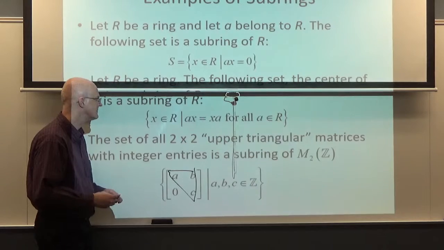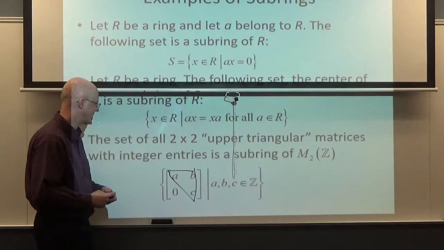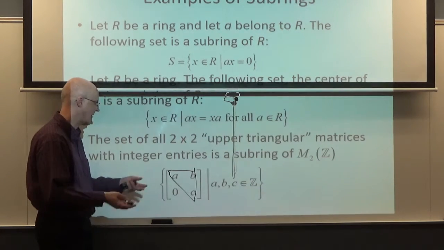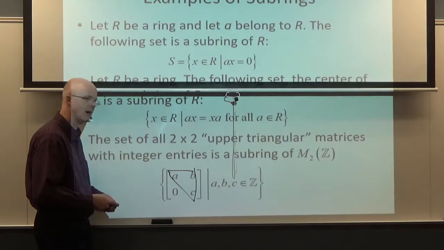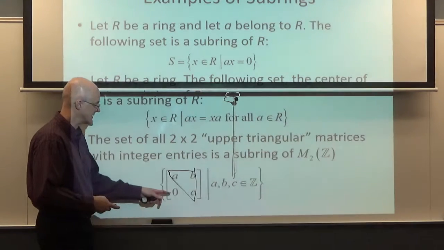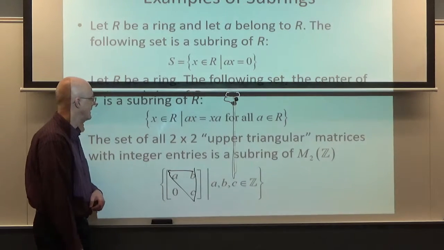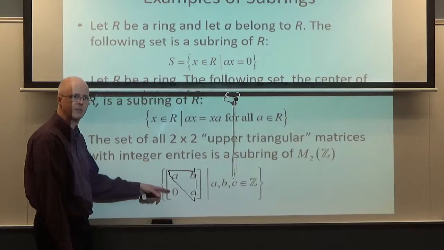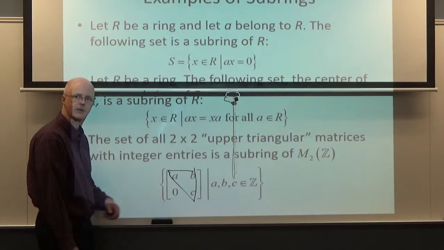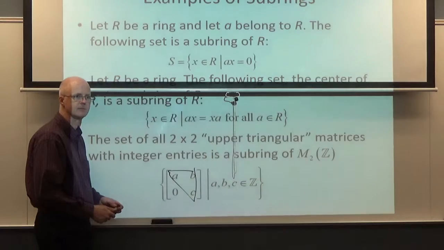That's a subring. It is non-empty for sure. It's closed under subtraction. You subtract 2 upper triangular matrices like that, you're going to get an upper triangular matrix, because you're going to get a 0 minus 0 in the lower left corner, which is still 0. And it's going to be closed under multiplication too. You multiply 2 matrices like that, you'll still get a 0 in the lower left corner. You can check that for yourself.